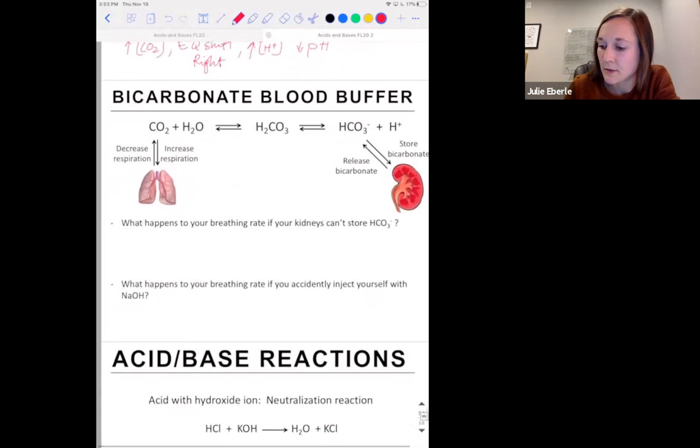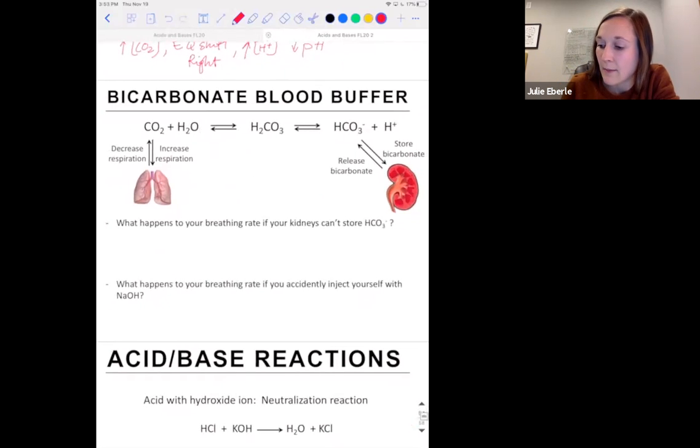All right, last 2 minutes. What happens to your breathing rate? So now we're not asking about blood pH, we're asking how will our breathing change? Well, would we hyperventilate or hypoventilate if our kidneys can't store bicarb? Uh-oh. If we need to store bicarb, so if we get a buildup of it in our blood, which means in this scenario, we're saying we have too much HCO3 in the blood, and we need our kidneys to store it, but it can't.